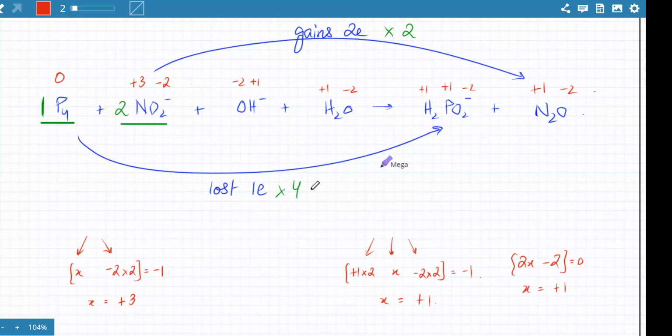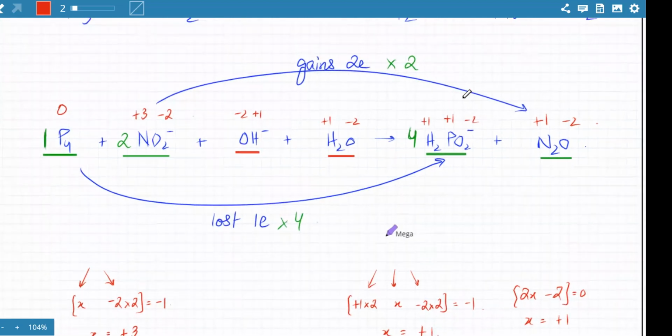And now the equation kind of looks all balanced. The only thing is this should be 4, because there are 4 P's. So I need to multiply this by 4. Now the equation is balanced. And the only thing that's not balanced is going to be balanced the old-fashioned way, by just balancing the number of atoms. So it's OH and H2O that need to be balanced. You've already balanced the number of electrons lost and the number of electrons gained.